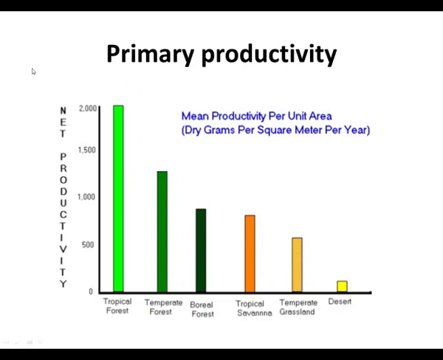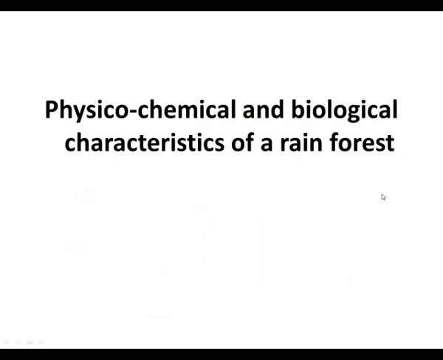And in this graph, we are comparing the net productivity between several biomes. Tropical rainforests have the highest compared to deserts, temperate grasslands, tropical savanna, and several other habitats. So this primary productivity is the driver for this very unique biome.